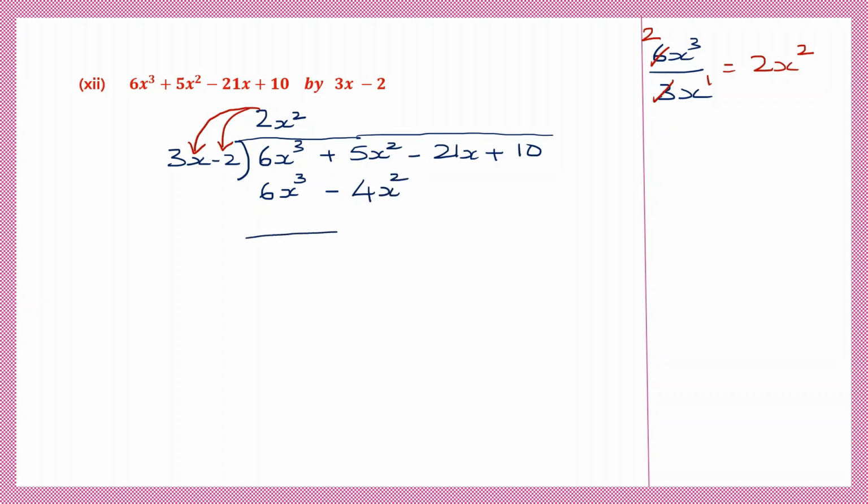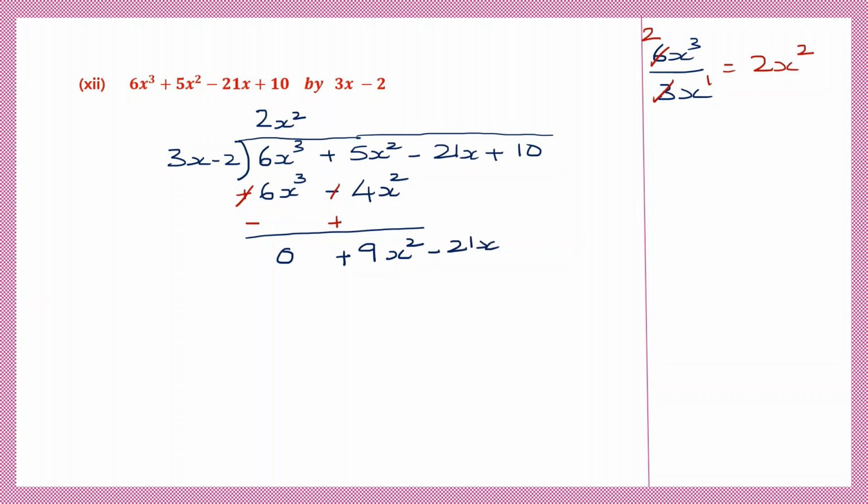So now we have to subtract. So this is a plus sign which will now become minus, and minus becomes plus. So here we have plus 5x square plus 4x square. Both are plus signs. So let's add 5 plus 4 is 9. 9x square. Here we have plus 6 minus 6, which will become 0. Let's bring down the next one, which is minus 21x.